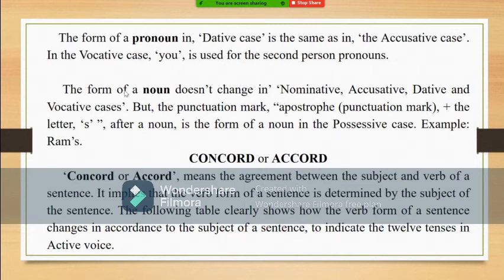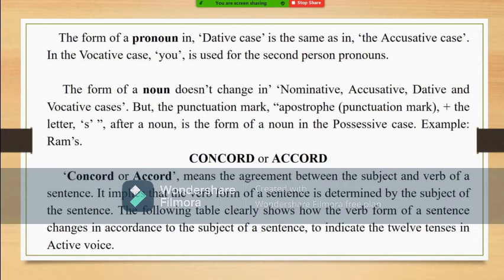Now, let us see the last one. Concord. Concord means agreement. Accord means also agreement. They both refer to the same one. Accord or concord, they mean the same one. What does it imply to us? In grammar, accord means there must be a match between the subject and verb. According to the subject, the verb has to change its form.